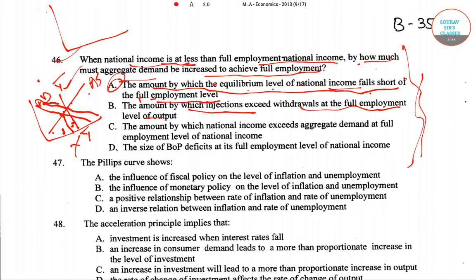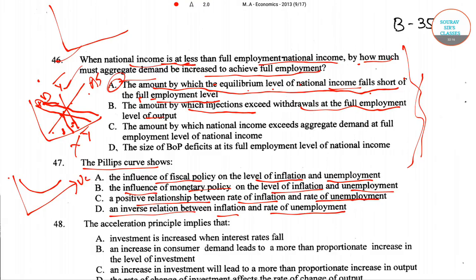In question number 47, it is given that the Phillips curve shows the influence of fiscal policy on the level of inflation and unemployment, the influence of monetary policy on the level of inflation and unemployment, a positive relationship between the rate of inflation and the rate of unemployment, or an inverse relationship between inflation and the rate of unemployment. We know that the Phillips curve shows the opposite relationship between the unemployment rate, cyclical unemployment rate, and inflation.